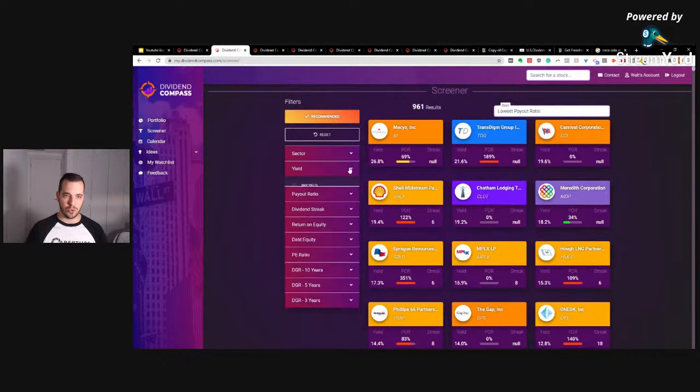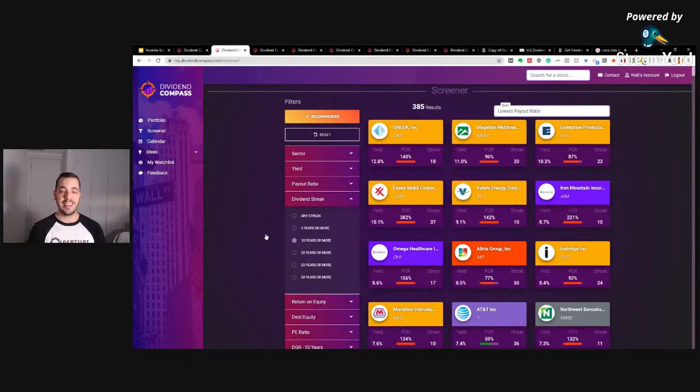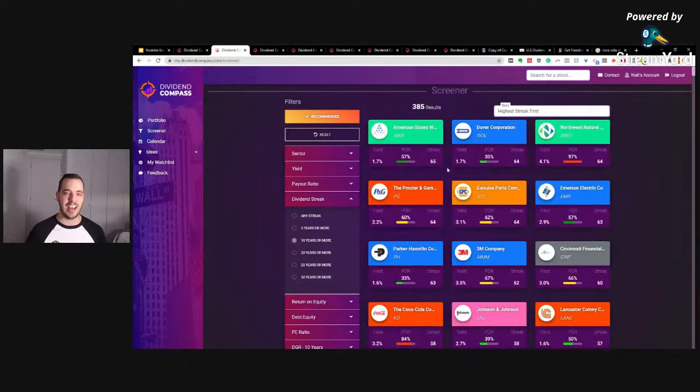And let's go into dividend streak. All right, guys, here you go. Here is where you can filter by dividend streak. So let's say I'm only interested in companies that have at least a 10-year dividend streak. And out of those companies, let's put the highest streak first. Look at that. 65 years, American States Water. That's the company with the longest track record, I believe, in the world in terms of increasing its dividends every single year, guys. So very, very good company.